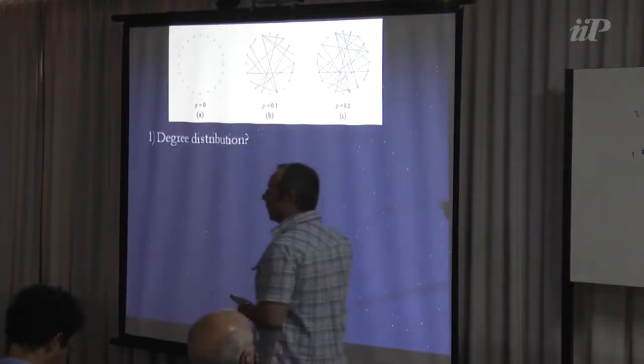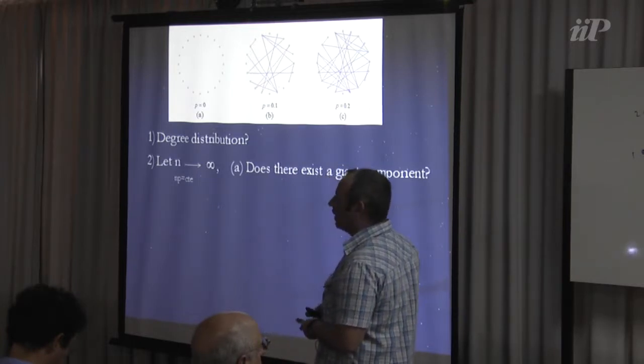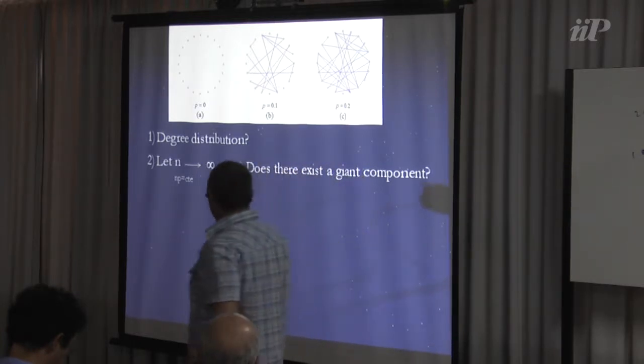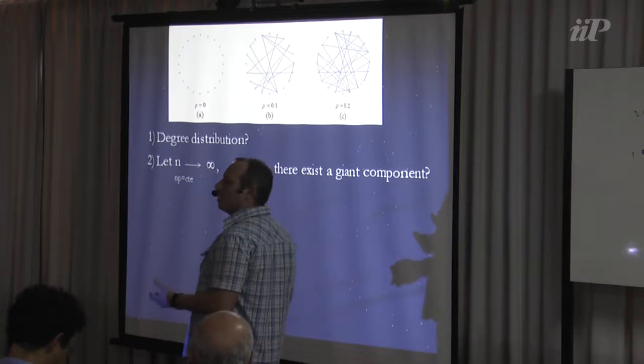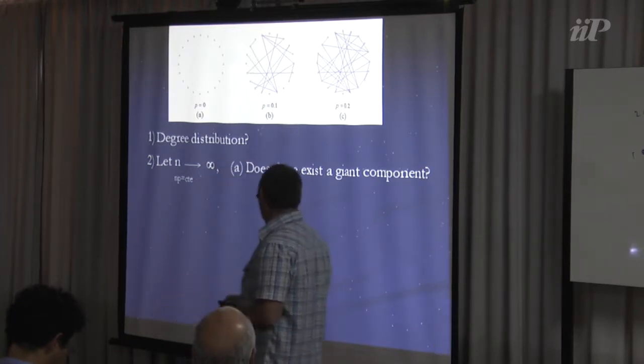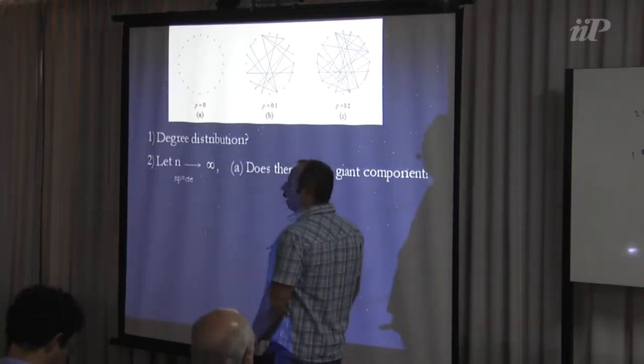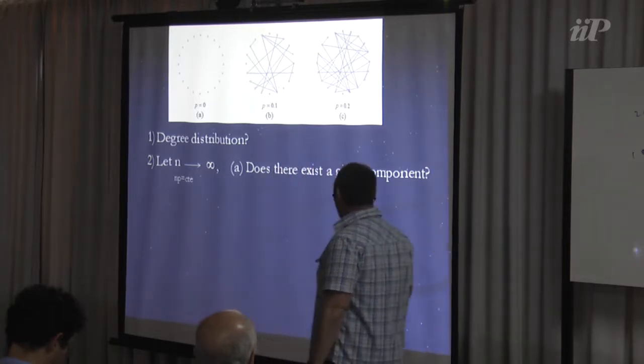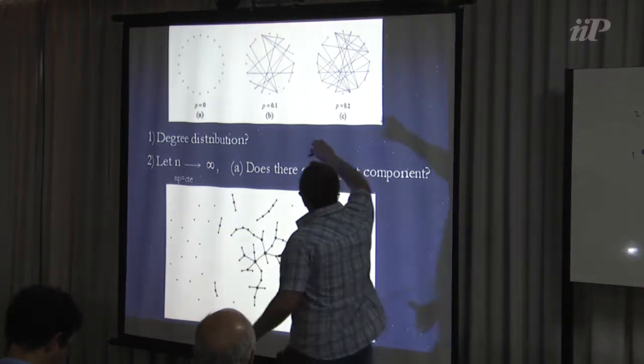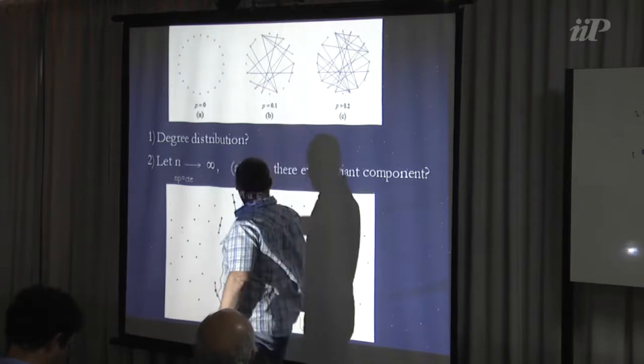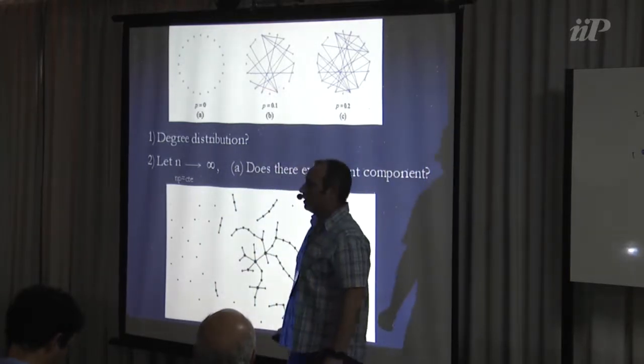But this is a very simple question. The question that they were interested in was what happened in the thermodynamic limit in the Erdos-Renyi model. For example, does there exist a giant component? If you rearrange this, you can obtain a figure like this one.